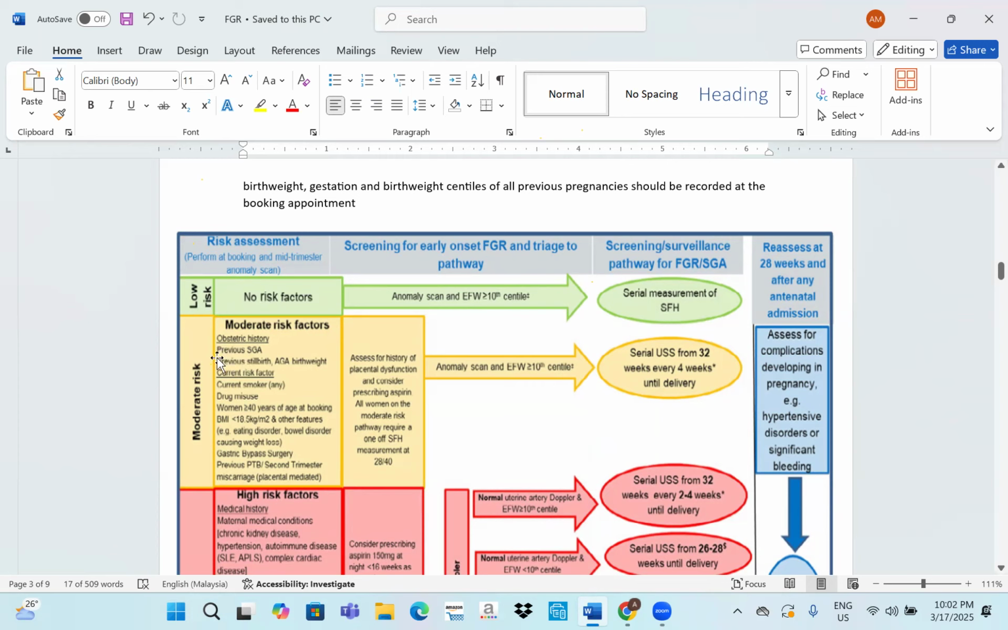Now, if a patient has previous SGA, but this was just SGA, meaning the baby was just less than the 10th centile, there were no Doppler abnormalities, but there was a previous stillbirth, then you ask whether the baby in the stillbirth was appropriate for gestational age. Meaning it was a stillbirth, but not an SGA stillbirth. The baby was of normal weight, but it was a stillbirth, right? If any current smoker, whether she's smoking 1 cigarette, 2 cigarettes or 10 cigarettes, or drug misuse. So how will you ask?